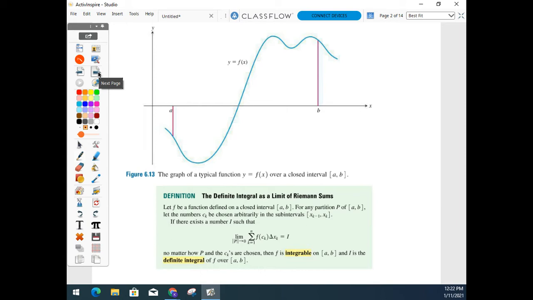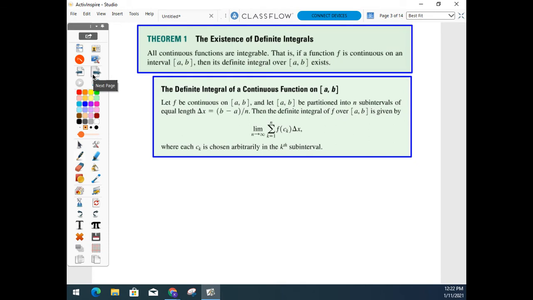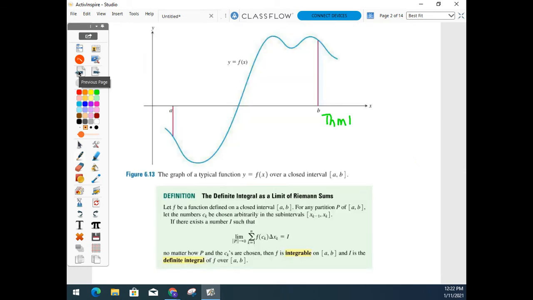Oh, and somewhere I must have left off theorem 1. It just says all continuous functions are integrable. So theorem 1, let me just make sure it's not on the next. Oh, it is. Okay. You can actually leave this definition off. Let me just talk through it a little bit.